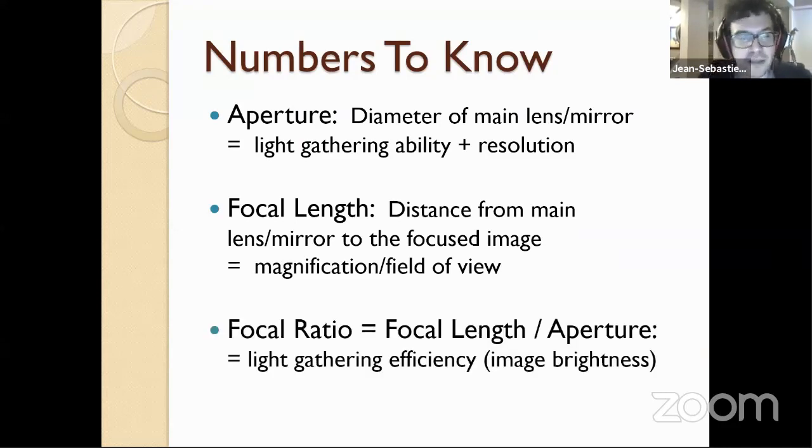And then there's the focal ratio, which is the focal length of the telescope divided by the aperture. In other words, that determines the light gathering efficiency or the image brightness that your telescope can achieve. Again, if you think of that as a camera, you have different f-stops in your camera, and that's kind of what it is for a telescope.